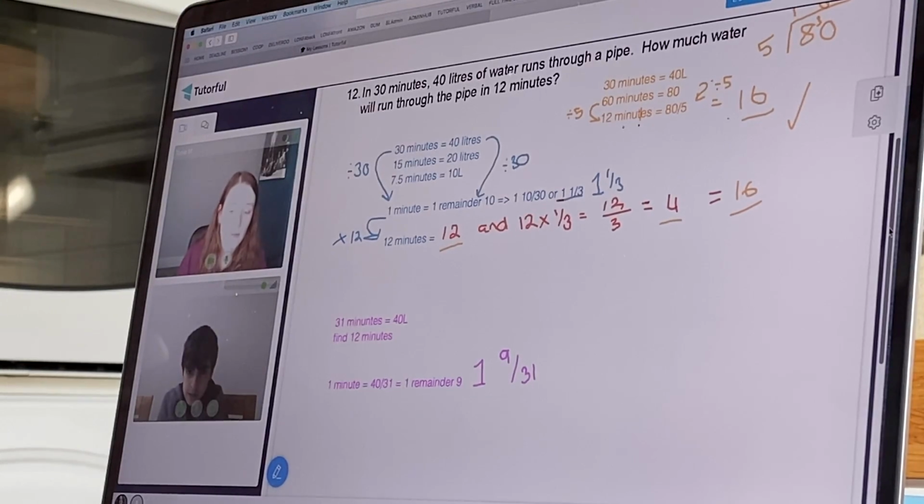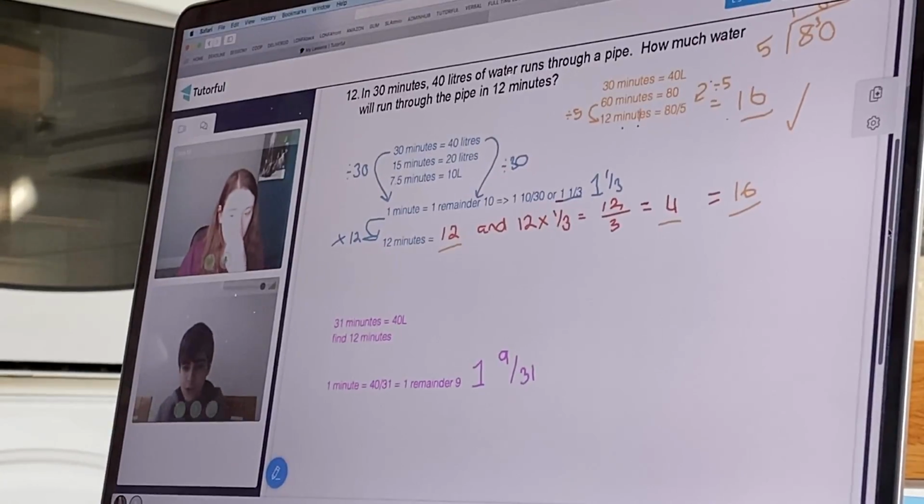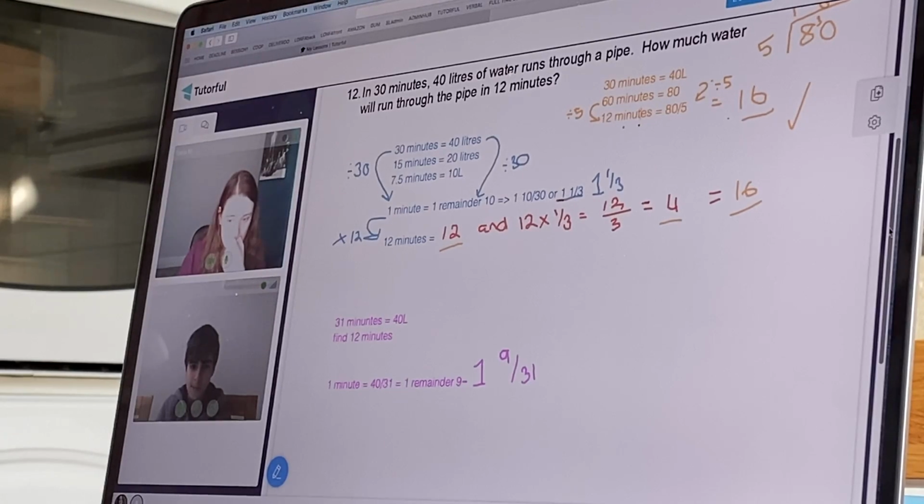We will add them together. Divide 31 by 9. But 9 can be divided by a few things, and 31 is a prime number, so it can't be divided by anything. So we just have to leave that like that.